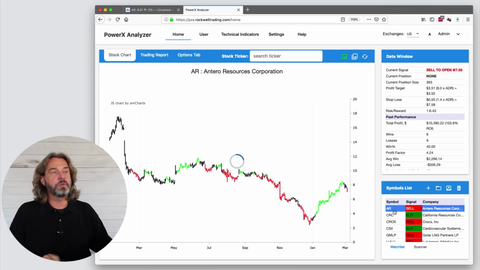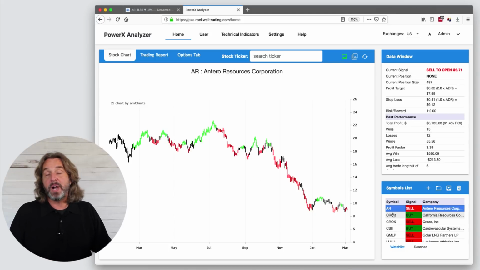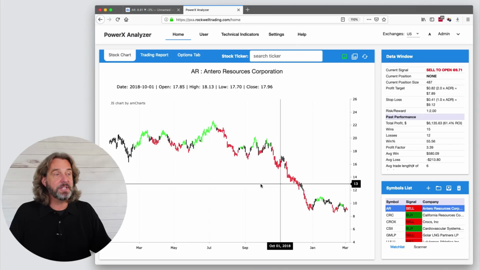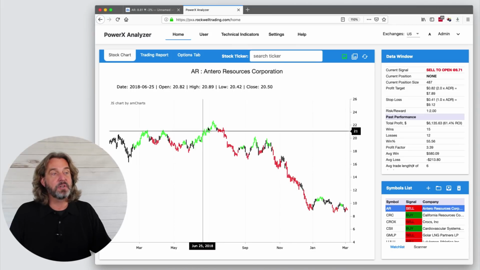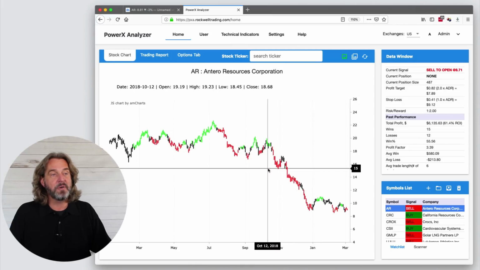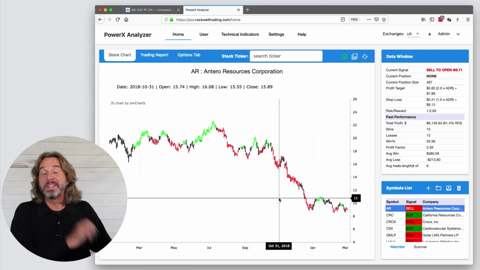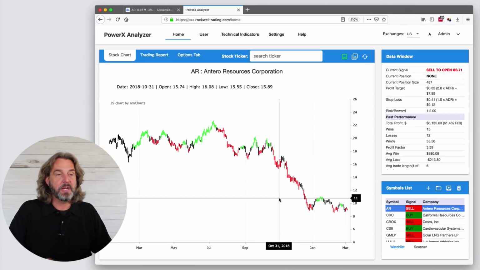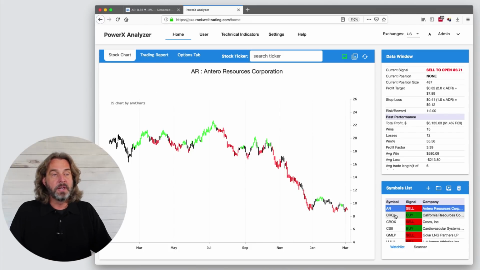So let's take a look at the first one, AR. I look for 3 things. The first thing that I look for is trendability. Trendability means I want to see that the stock is nicely going up and down and up and down and up and down. And yes, this stock does meet my criteria. So AR is a good one.